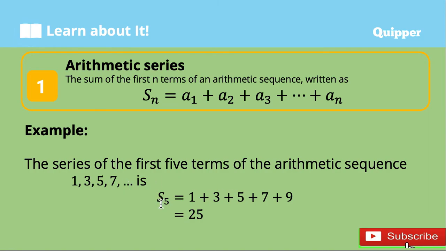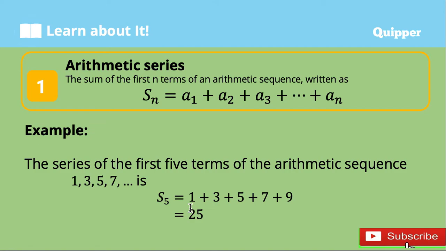So the series of the first 5 terms is equal to 1 plus 3 plus 5 plus 7 plus 9, which is equal to 25. And that is how to find the arithmetic series. You just have to add all the terms in a given arithmetic sequence.